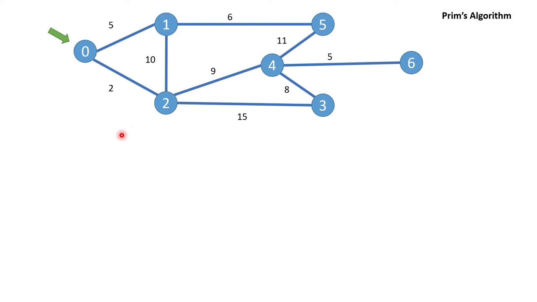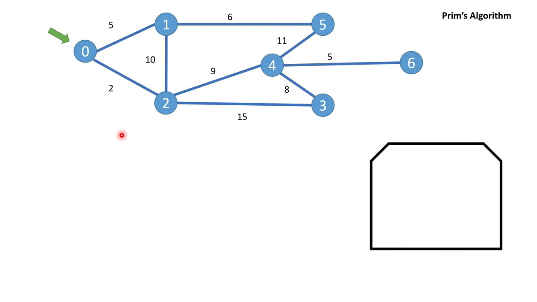What I can do is take a box or bucket, and keep these two weights, 2 and 5, there. Then I can check what is the minimum value in this box, that is 2. Then I can mark this edge 0 to 2, keep it out of the box, and print the path which I got from 0 to 2. The weight is 2.